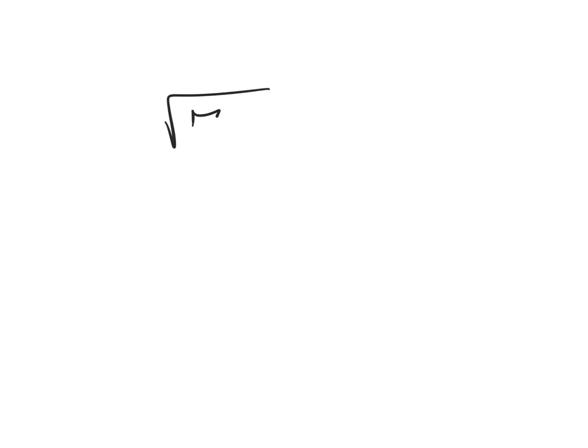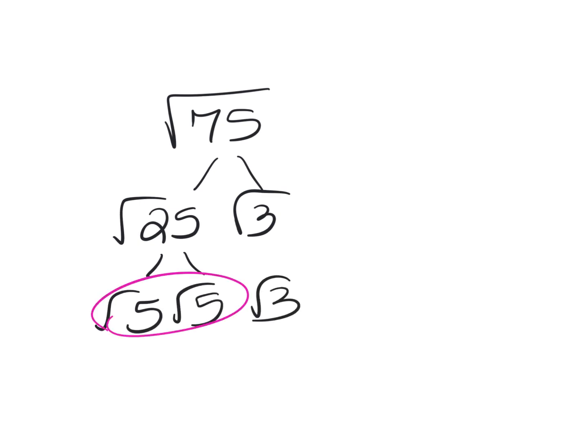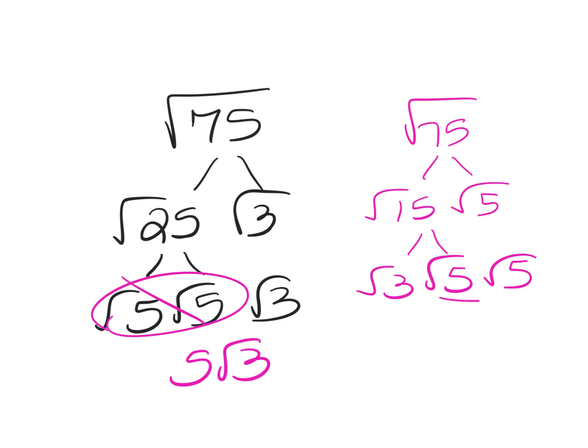One more example. Let's say I wanted to break down the square root of 75. I could do 25 times 3. Breaks down to 5 and 5. Pair of 5's. 5 comes out. Square root 3. Now, if you would have done 75 as 15 times 5, you can do it that way as well. Just remember, you're going to keep breaking it down till it's prime and look for pairs. So 5 square root 3.